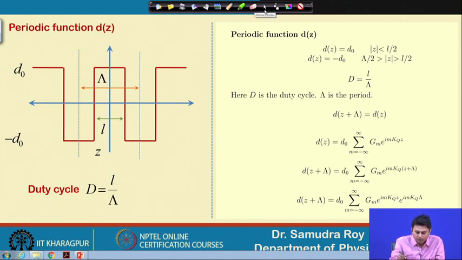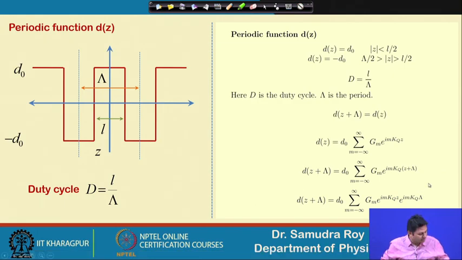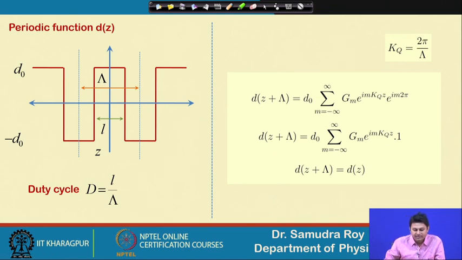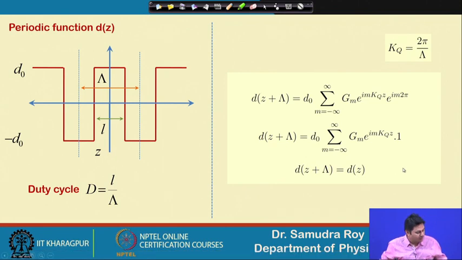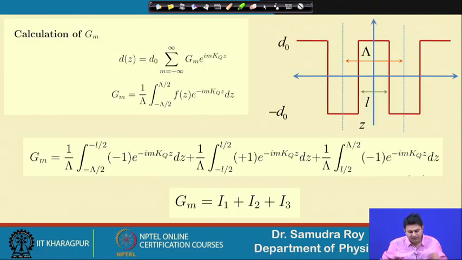So, if I go back to the next slide, then we can see that since k is 2 pi by lambda, d of z plus lambda is equal to this quantity, and when I put this, this is something which is valid. So, that is why d can be represented in that summation form. So, the next thing that is important is how to find out this Gm, because Gm is important.